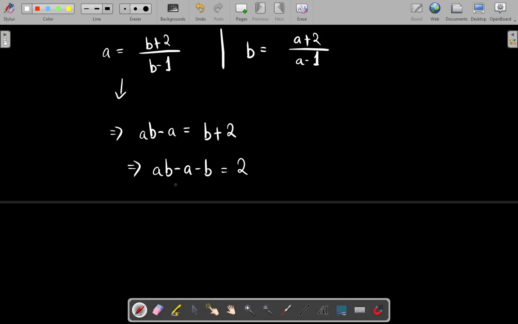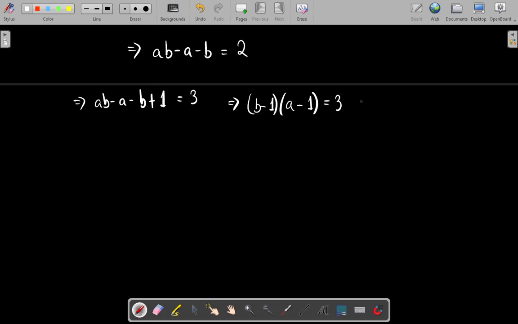So, can anything be taken common here? Can this be factorized? ab minus a minus b. Well, if I add 1 to both sides, then the right side will become 3, right? So now if I take a common, this becomes (b minus 1), and minus 1 common. So this becomes (b minus 1) times (a minus 1). This becomes equal to 3.